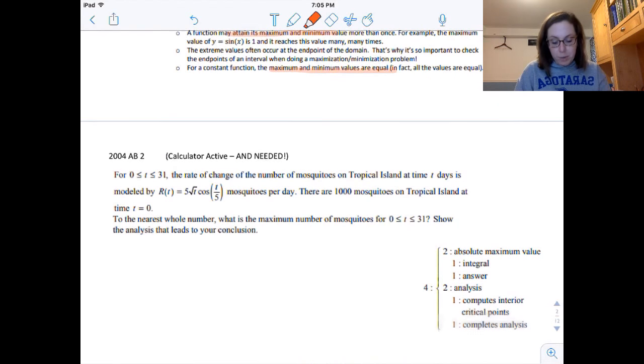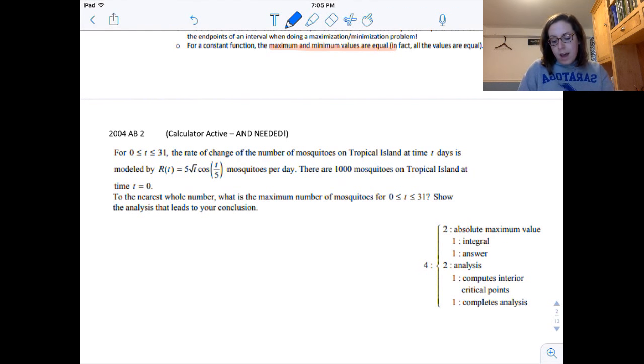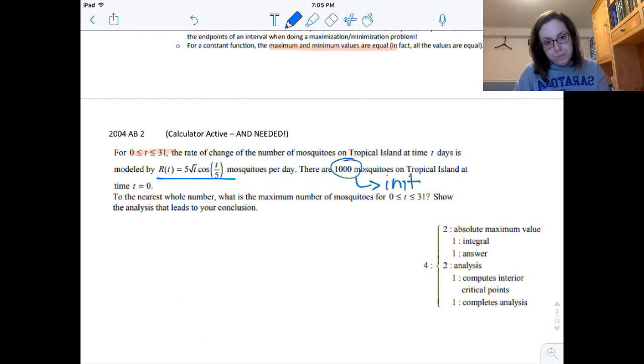So here's how this gets asked, and we've done a lot of this in class. I think we're pretty good at this, but let's make sure we understand this one. So this is an example from the 2004 exam. It says between 0 and 31, so immediately I see closed interval. The rate of change of the number of mosquitoes on a tropical island is this. So this is already a rate, so think about that, that's a derivative already. There are 1,000 mosquitoes at t equals 0, so that's your initial. To the nearest whole number, what is the maximum number of mosquitoes between 0 and 31? So I see what is the maximum number, I want the absolute max.